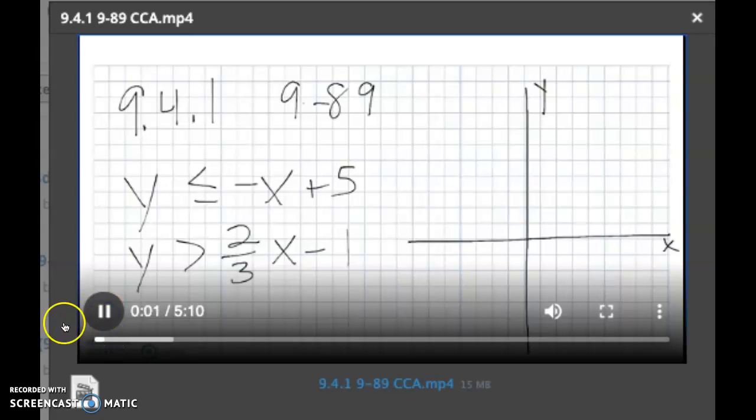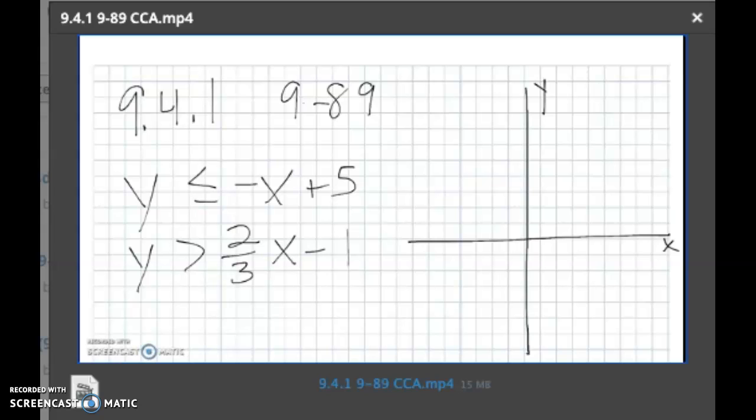This is lesson 941, problem 989. So in this lesson, we're looking at graphing systems of inequalities. Now instead of just having one inequality, we will have two inequalities, and we have to figure out what the solution set is. So I'm going to look at the first inequality and get that one graphed first.